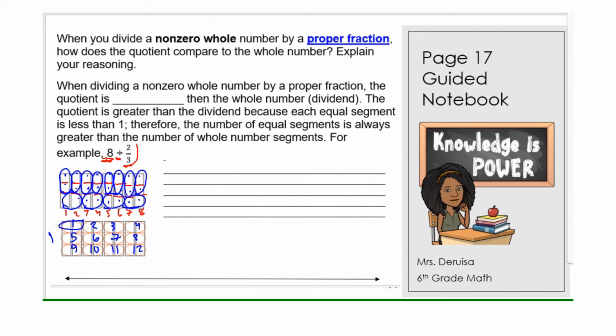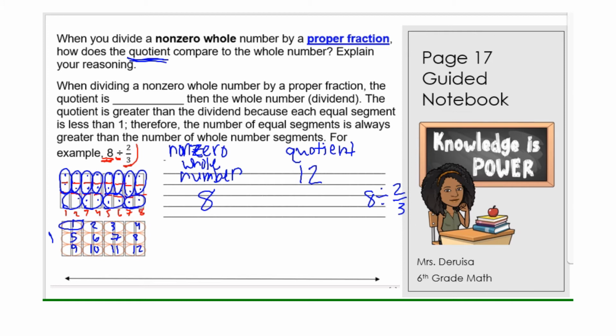So I can easily compare the non-zero whole number, write this down. Non-zero whole number is 8 compared to the quotient. So I'm going to compare my non-zero whole number and my quotient. And my quotient I see is 12. And I'm just going to check over here. So 8 divided by 2/3.